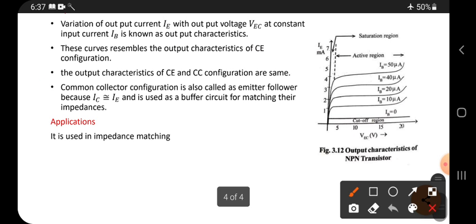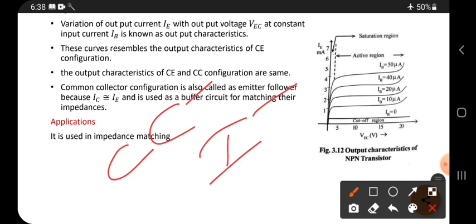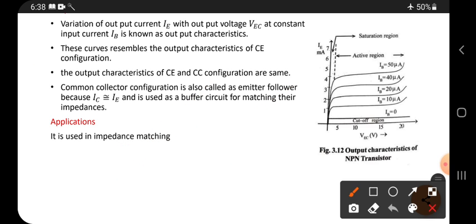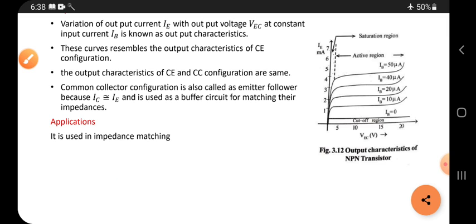It is used as a buffer circuit for impedance matching. The CC configuration is used for impedance matching only. That is why, in the applications also, it is used in impedance matching.